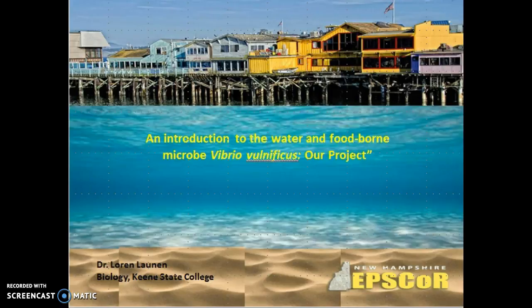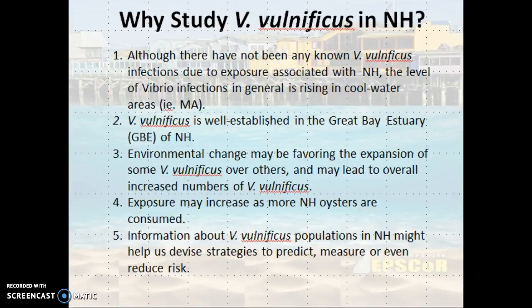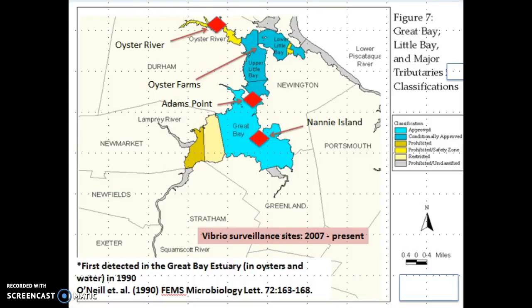Keene State College. In the previous lecture, which introduced you to the biology of Vibrio vulnificus, I made a case for why it is important to study Vibrio vulnificus in New Hampshire, specifically in the Great Bay Estuary. And the 5 sets of information or pieces of information that contribute to that case are restated here. I also showed you this slide in the previous lecture which depicts our sampling locations.